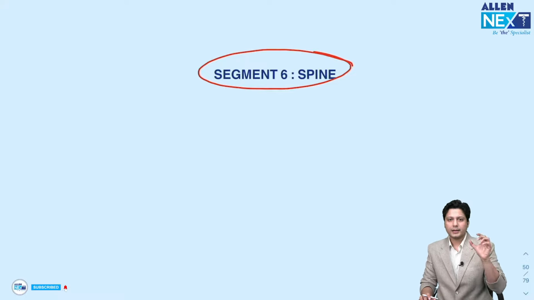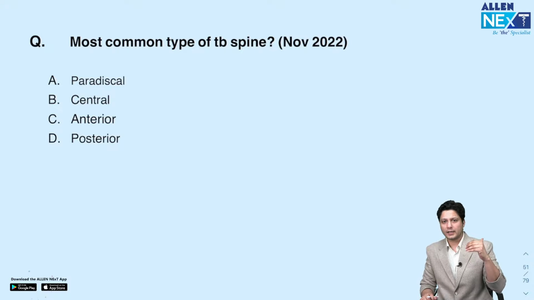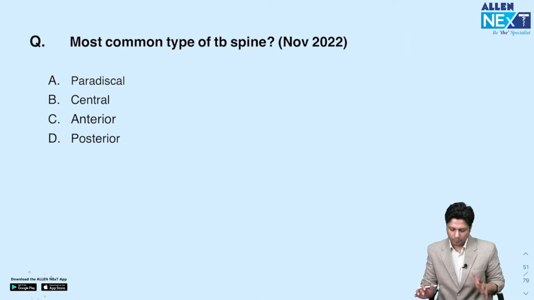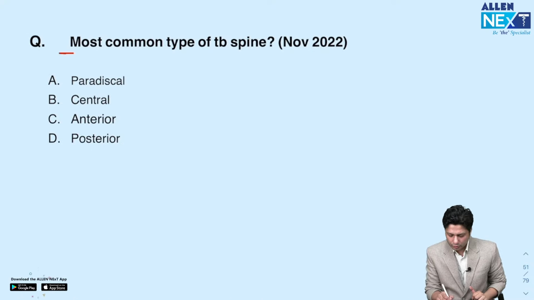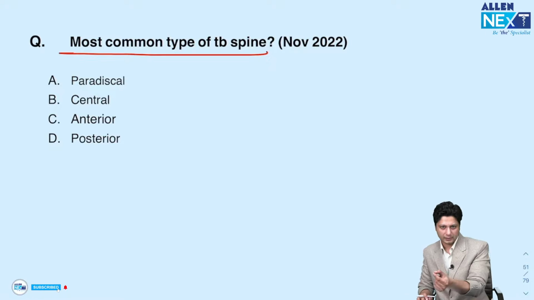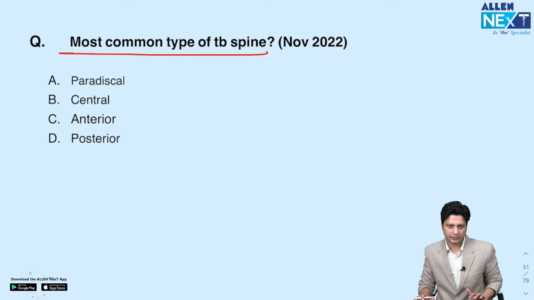Next segment is that of the spine. The questions asked pertain to tuberculosis: they are asking about the management of tuberculosis, the basic concepts of tuberculosis, and everything related to scoliotic deformity. So question number one: the most common type of tuberculosis of the spine. Simple question. Paradiscal is the answer. I'm not going to discuss it in this revision class. You already know the answer.